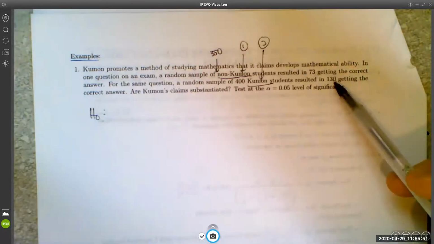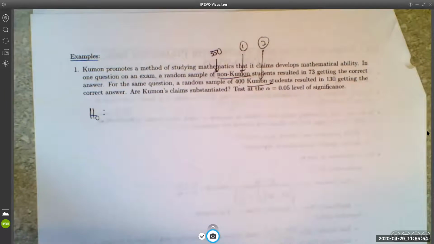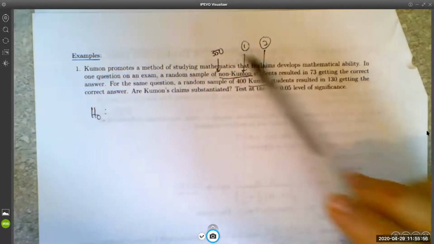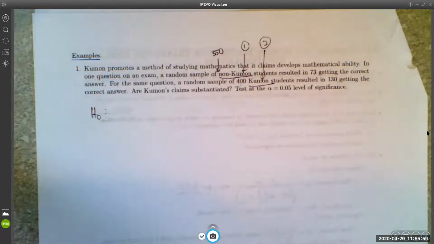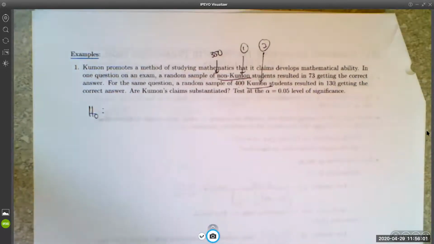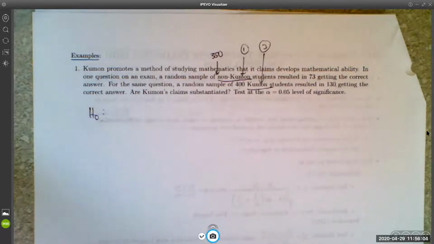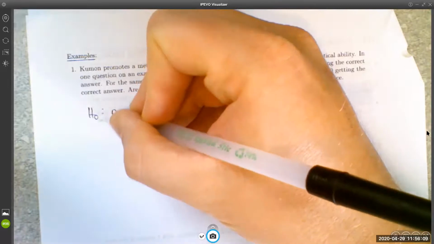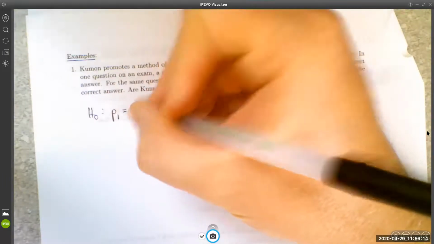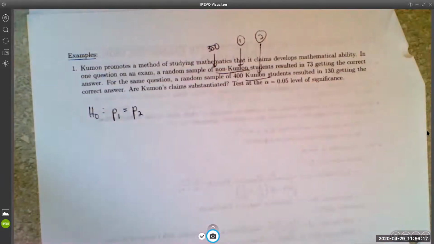So we're talking about 130 out of 400 Kumon students got the correct answer, whereas 73 out of 350 non-Kumon students got the correct answer. And we want to see which percentage is better, okay? So we're testing proportions here. We would say the proportion of non-Kumon students who got the correct answer is the same as the proportion of Kumon students who got the correct answer. That's the null hypothesis, right? The null hypothesis is a statement of no change, no effect, no difference. So we're assuming that those proportions are the same, or those percentages are the same.